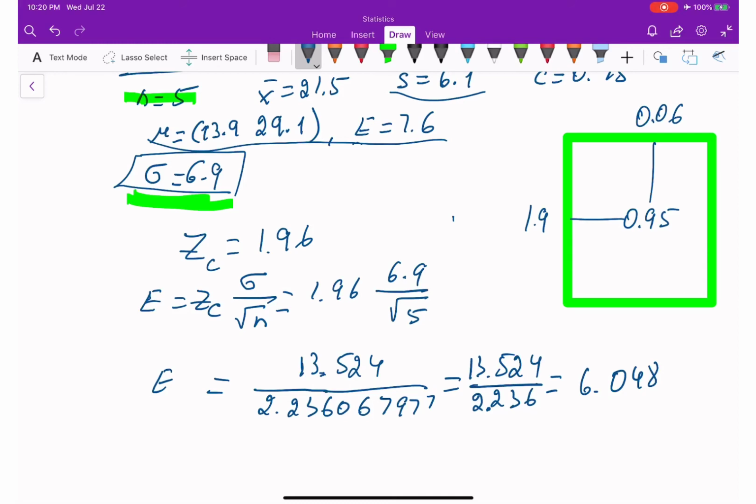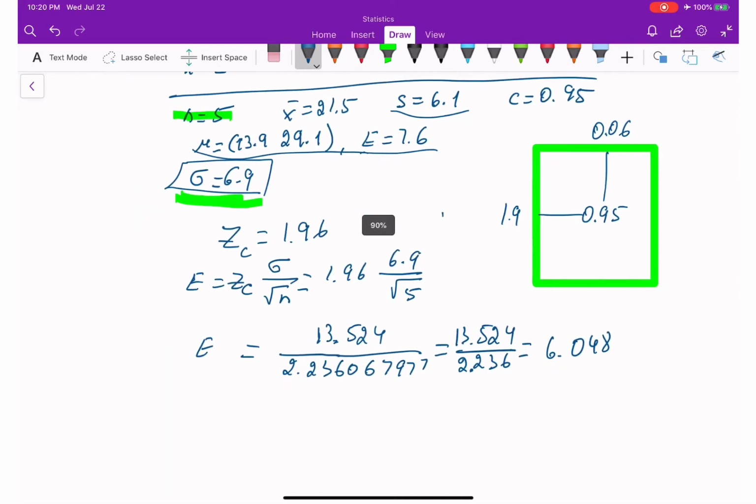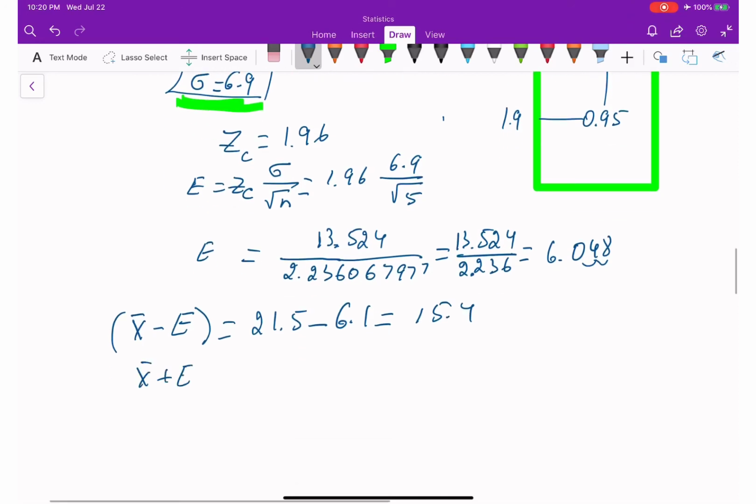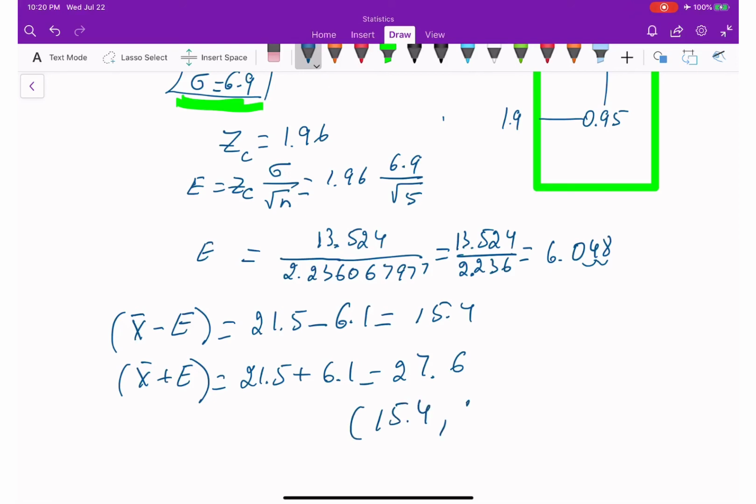So from here, we need to find the interval where the population mean is. X bar minus margin of error is equal to 21.5 minus 6.1, since it's rounding to 1 decimal, 6.048 rounds to 6.1. So it's going to be 15.4. And x bar plus margin of error is 21.5 plus 6.1, which is 27.6. And there we go. We got our interval where the population mean can possibly be.